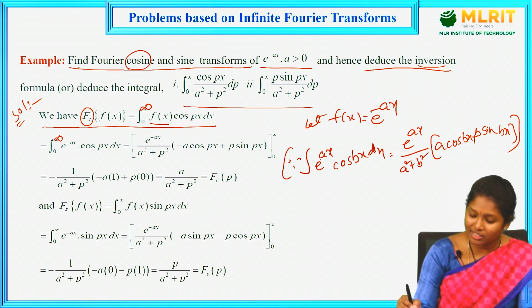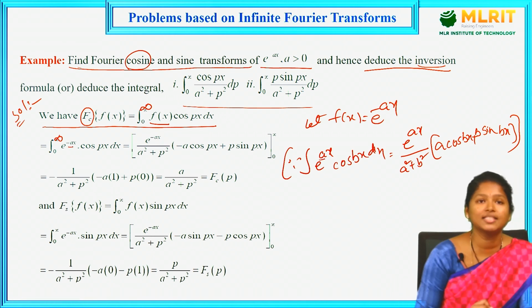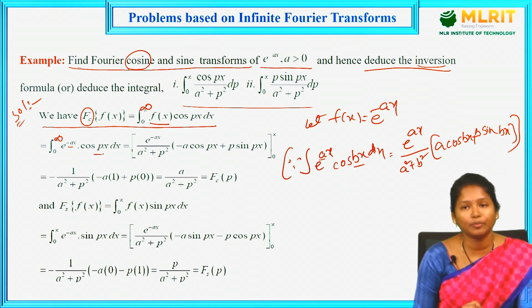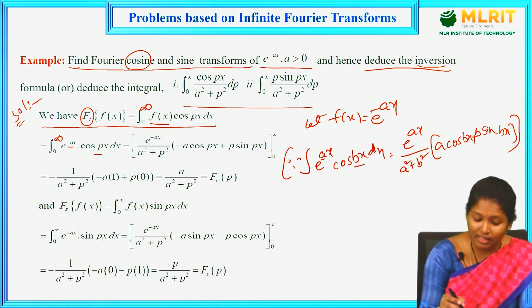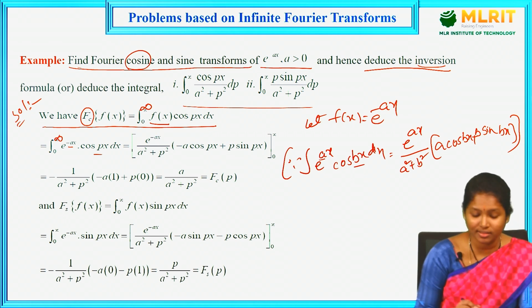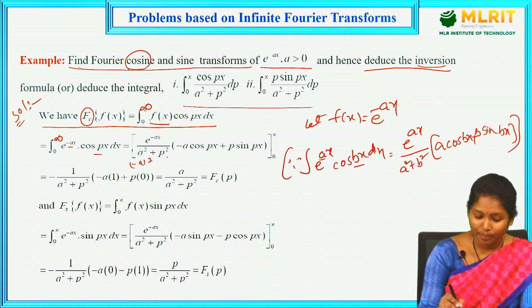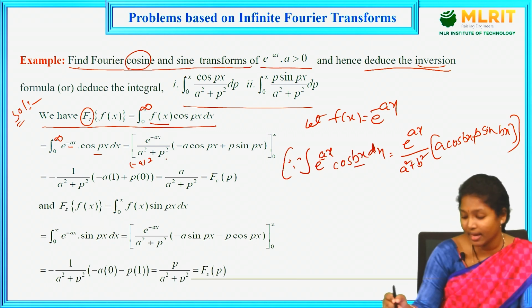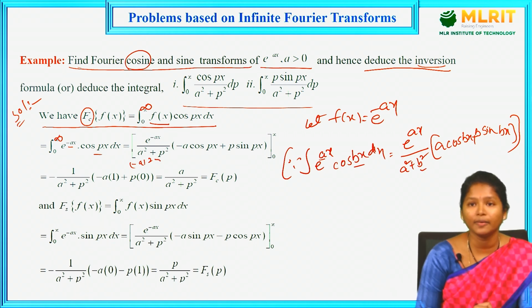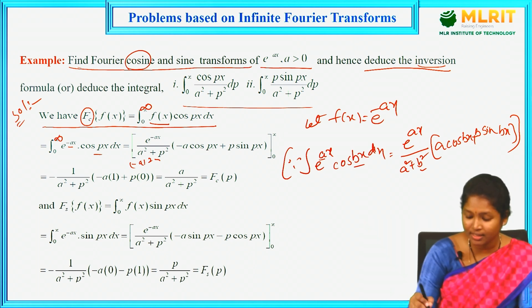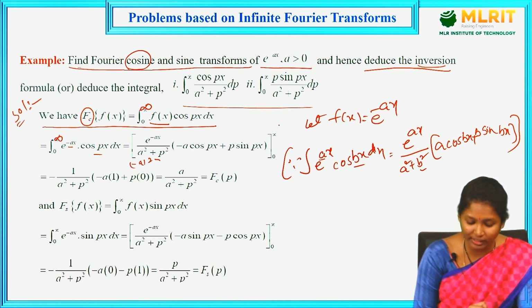Here, in the place of a, minus a is there, and in the place of b, p is there. So I substitute the a and b values in the formula. I will get e power minus ax by minus a whole square, so a square plus p square, times minus a cos px plus p sin px, between the limits 0 to infinity.